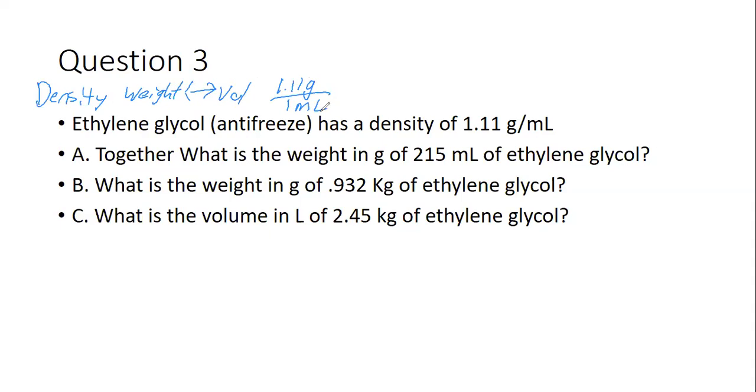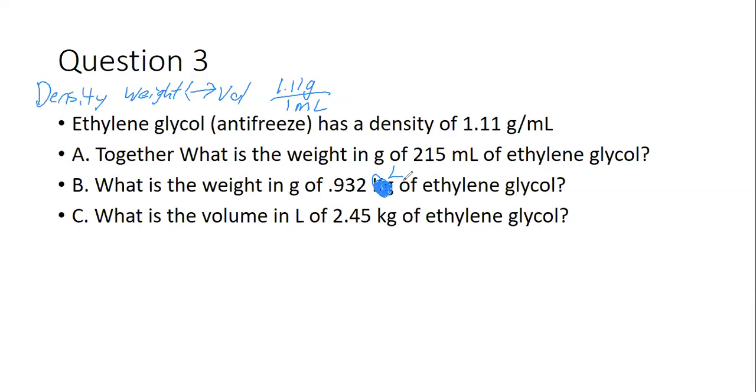So I'm going to do A. I'm going to make a slight change to B, and then I'll do C. So let me make that change to B before I do A in case anybody just wants to go ahead and do B and C while I'm explaining A. B, I have kilograms right here. I'm going to make that 0.932 liters. That'll make the problem a little more difficult. Anyways, A, how do we figure out the weight of 215 milliliters of ethylene glycol?